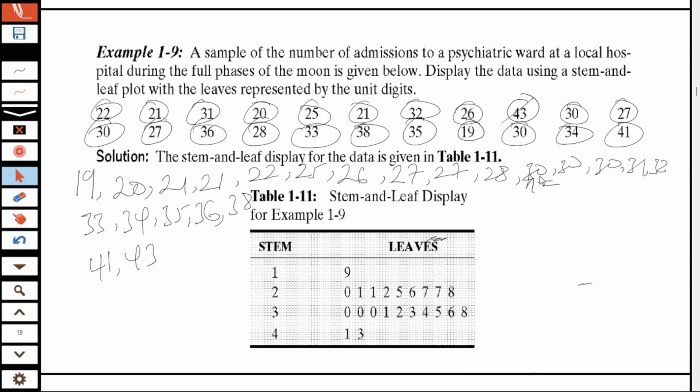For the 30s, we have 30, 30, 30, 31, so our leaves will be 0, 0, 0, and then we are going to have 1, 2, 3, 4, 5, 6, 8, as you can see here. And then for the 40s, we are having 1 and then 3. So this is how we are going to construct the stem and leaf plot for the data presented above.